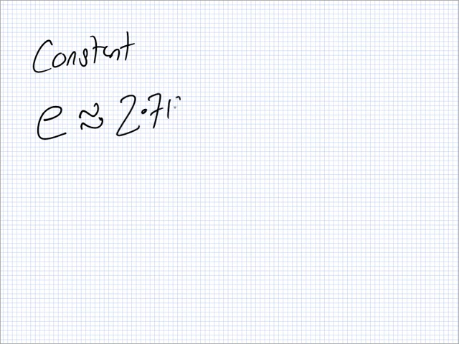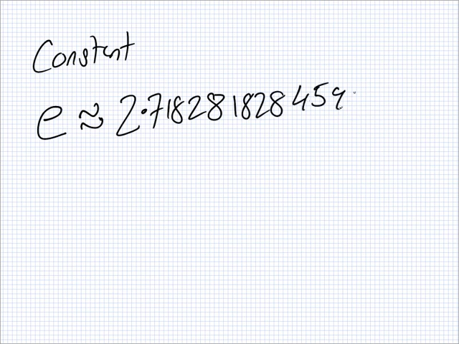Right, so the next thing we have to look at is a very particular special power, or special constant here. E. Now, this is on your calculator. It's a constant like pi. It has a fixed value in maths, something like this, roughly. I think your calculator says the same.